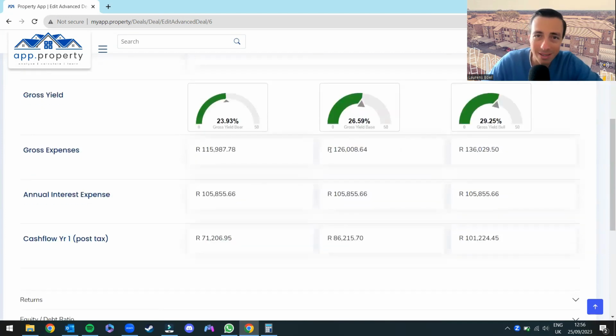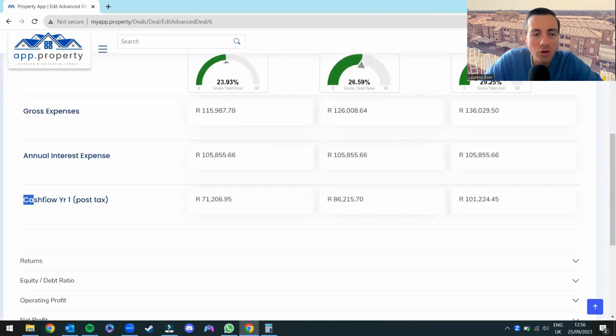Then you have your expenses. Again, it's using the sensitivity labels, but here you can see what your gross expenses are, your annual interest expense. So if you've got finance on the deal, you're able to deduct that before you are taxed. So that's why we use it as a separate line item. And then your cash flow post-tax, so after income tax has been paid, based again on the other inputs. In this case, I use 27% because I'm buying through a company. If you're buying in your personal name, you'll obviously have to adjust that. But this is what your cash flow would look like on your base case, your bear, and your bull.